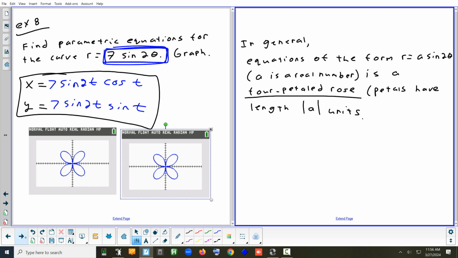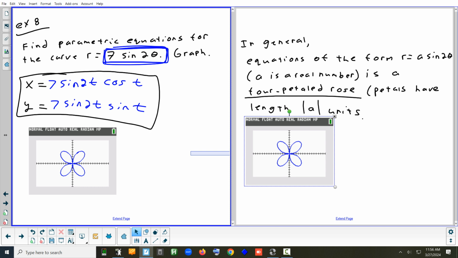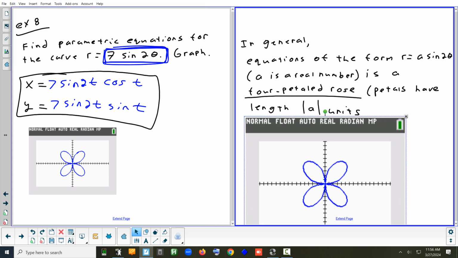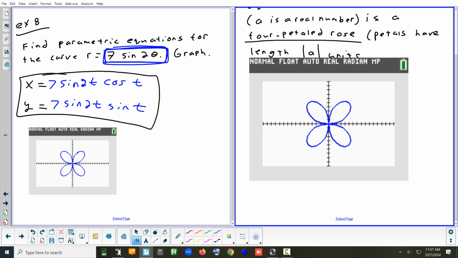Okay, but that particular graph is called a 4-petaled rose, and each petal has a length of the number in front. So this petal is 7 units long. And when I say 7 units, just to be clear, that's 7 units from here to there. So it has a hypotenuse of 7.